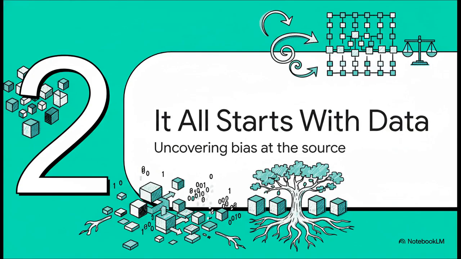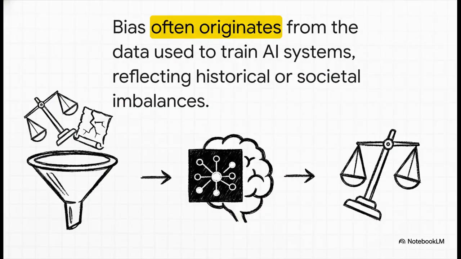So where does bias even come from? Well, more often than not, you can trace the problem right back to the source, the data itself. Let's dig into how bias gets built in from the very beginning. You know, an AI model is only as smart as the information you feed it. And if that information reflects our own historical injustices or societal prejudices or even just simple imbalances, well, the model is going to learn those exact same biases. It's the classic garbage in, garbage out problem, but with seriously discriminatory results.